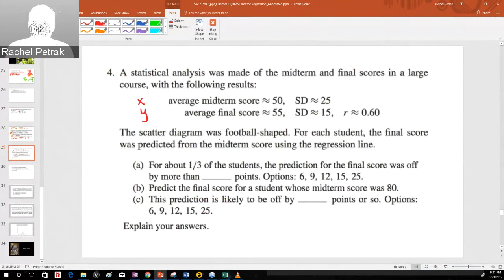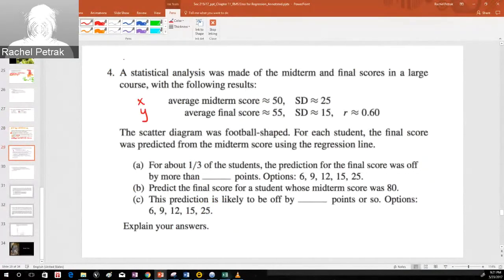The scatter diagram was football shaped. For each student, the final score was predicted from the midterm score using the regression line. For about 1/3 of the students, the prediction for the final score was off by more than blank points, and we want to fill in the option here. So if we want to know approximately how much the prediction would be off for about 1/3 of the students, we want to know what the RMS error for the prediction is.